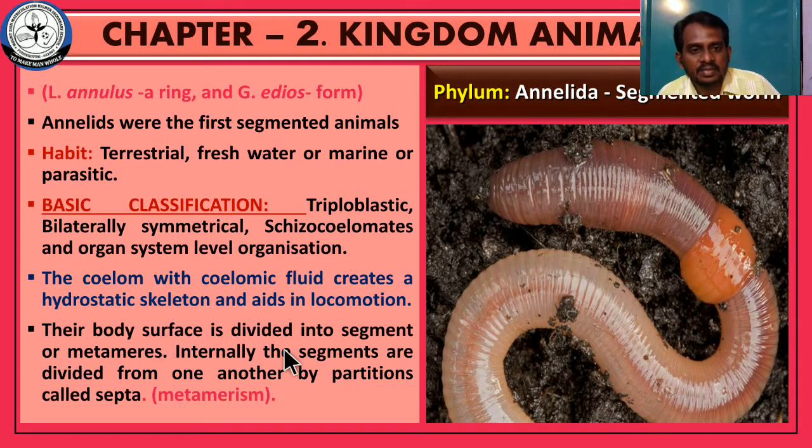Okay, the body surface is divided into several segments. These segments are metamerism. See here, the metamerism is also seen internally, where the segments are separated by a wall called septa. Not only on the outer surface, the body is separated externally as well as internally. The internal separation is called septa. This type of segmentation is called metamerism. All the segments are equal in size. This is another peculiar character. All the segments are equal in size, and this type of segmentation is called metameric segmentation.